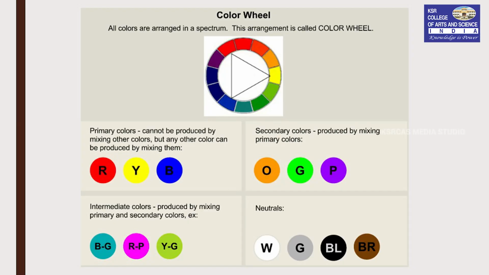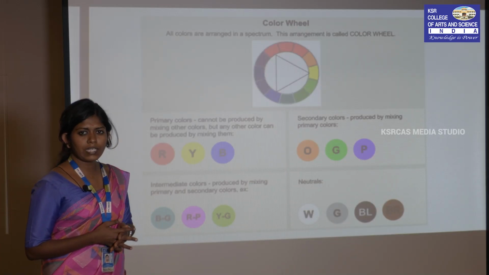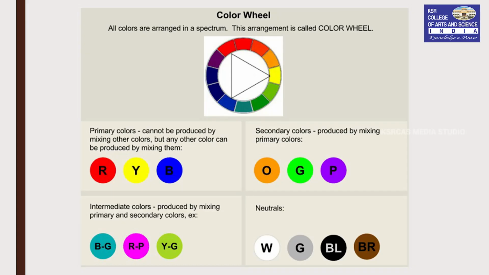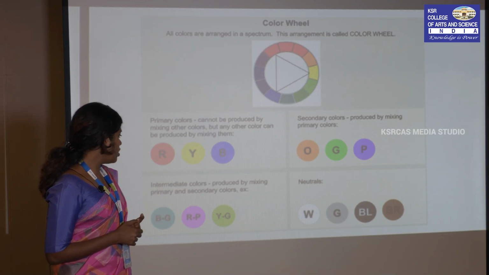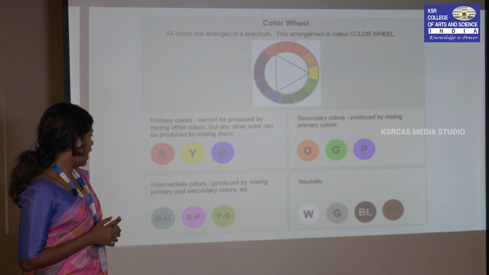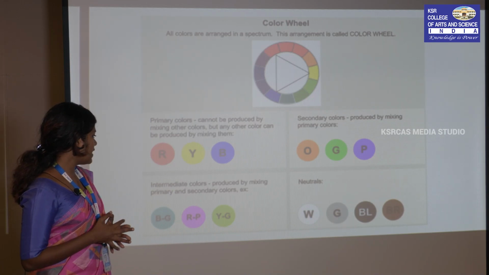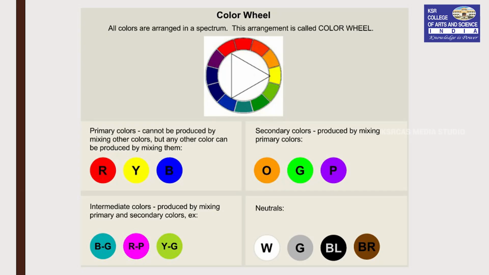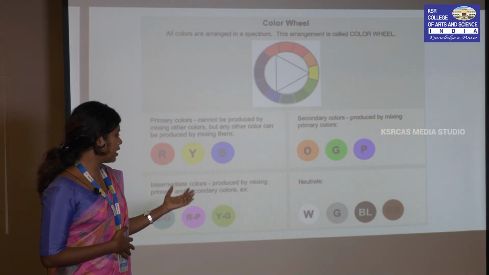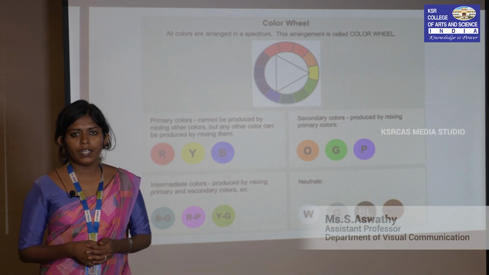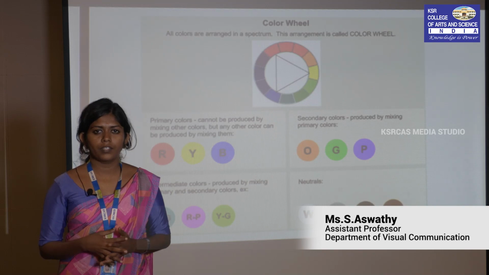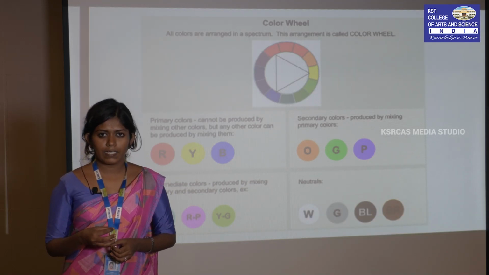Next, we will try to learn about the color wheel. When all the spectrum of colors are arranged in a circular way, it's called a color wheel. There are basically three primary colors which are used in a design, and these are the basic elements: red, yellow and blue. These colors combine to form secondary colors which are orange, green and purple. There are also certain intermediate colors produced as a byproduct of the mixing of primary and secondary colors. They are blue-green, red-purple and yellow-green. And there are also certain neutral colors which are white, grey, black and brown. So you can effectively use these colors to create a wide spectrum of designs. It impacts your design in a very positive way.